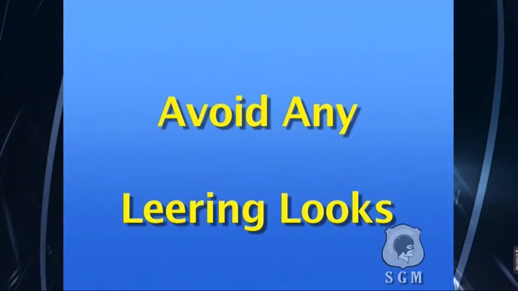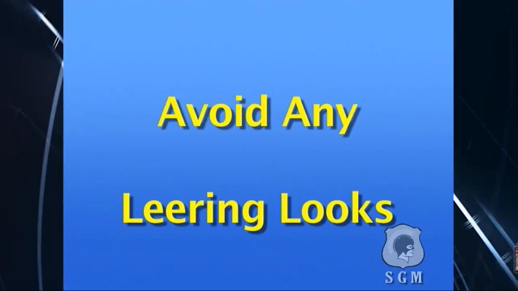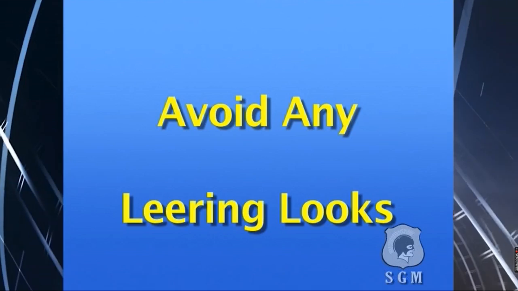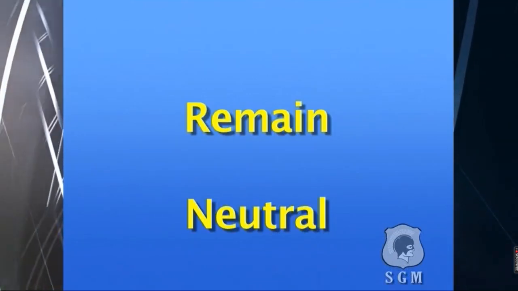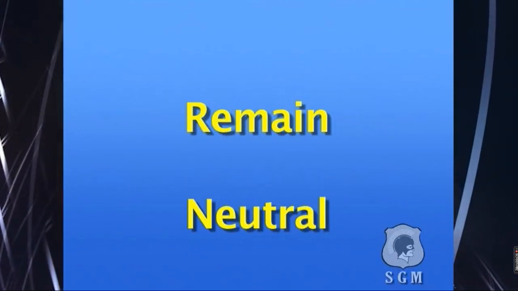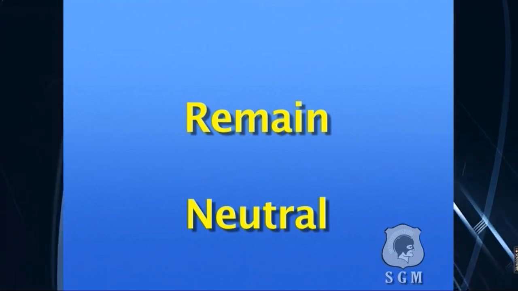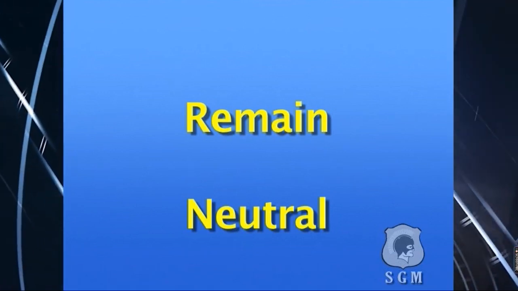Avoid any leering looks at the defendant or any others related to the case. This will be seen as a form of disrespect or bias toward the defendant. The best approach is to remain neutral by showing no visible emotions for or against anyone during the proceedings. Always control your emotions concerning the defendant or the case in question.